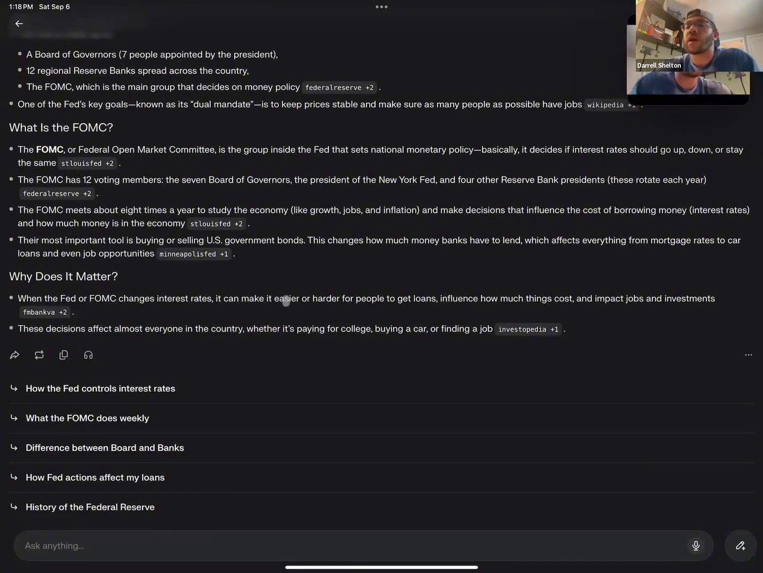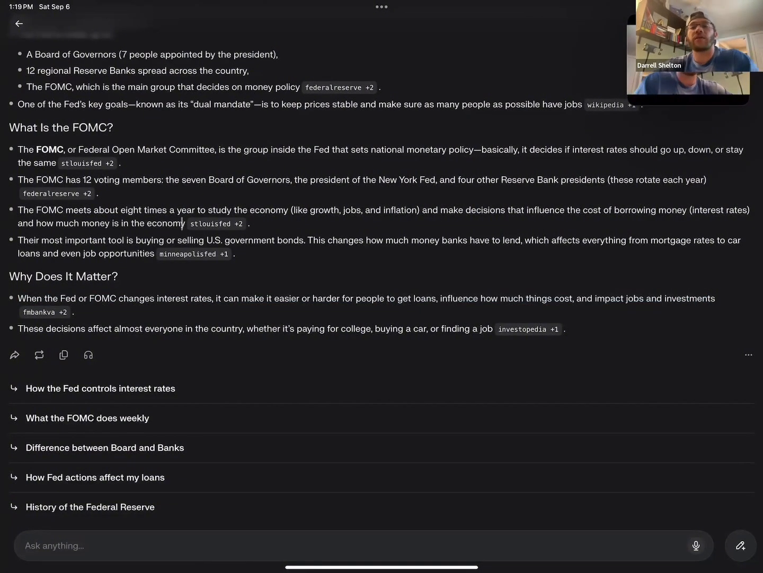The main part I want you to take away is that when the Fed or the FOMC changes interest rates, it can make it easier or harder for people to get loans, influence how much things cost, and impact jobs and investment. So whether they want to raise rates, lower rates, or hold rates, it could greatly affect all these parts of our lives: loans, how much things cost, jobs, and investments.